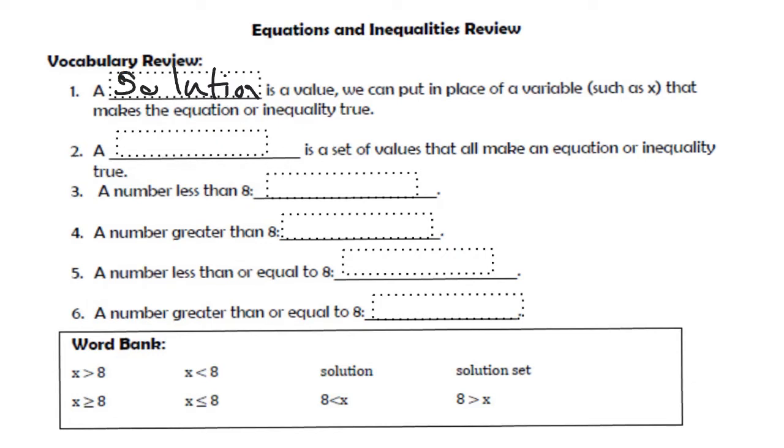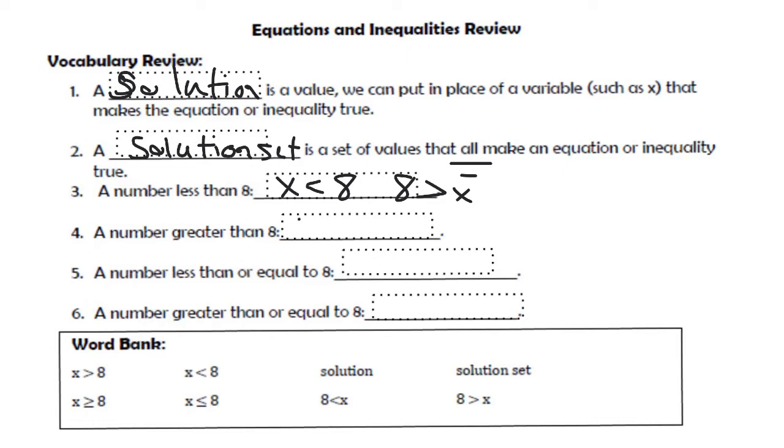Okay, number 2 is a solution set. It is a set of values, which is so important, we're going to talk about that in a minute, that all make an equation or inequality true. A number less than 8, so that would be your variable less than 8, it also could be this way. Okay, it's just reading it from right to left versus left to right.